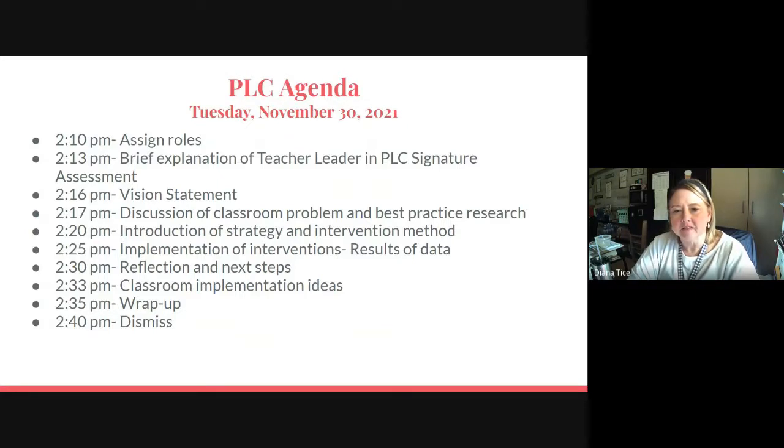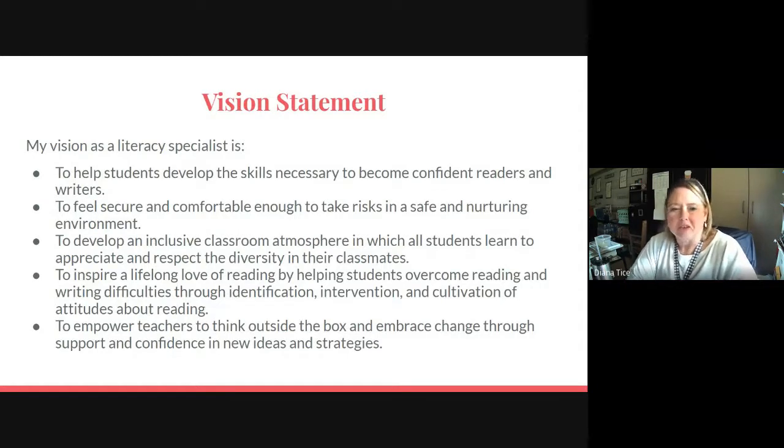And so the next thing I would like to do is talk to you about my vision statement. My vision statement as a literacy specialist is to help students develop the skills necessary to become confident readers and writers, to feel secure and comfortable enough to take risks in a safe and nurturing environment, to develop an inclusive classroom atmosphere in which all students learn to appreciate and respect the diversity in their classmates, to inspire a lifelong love of learning by helping students overcome reading and writing difficulties through identification, intervention, and cultivation of attitudes about reading. And last, I felt the need to add one about teachers: to empower teachers to think outside the box and embrace change through support and confidence in new ideas and strategies. And hopefully by the end of this PLC, I will have given you some new ideas and strategies to test out in your own classroom.